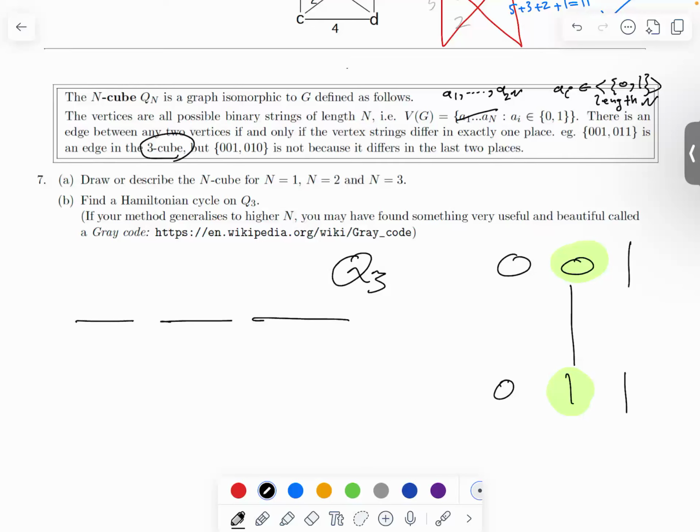Okay, look at this one. A binary with length 3, like 0, 1, 0, 1, 0, 1, A, B, C. This can be connected to another vertex here.